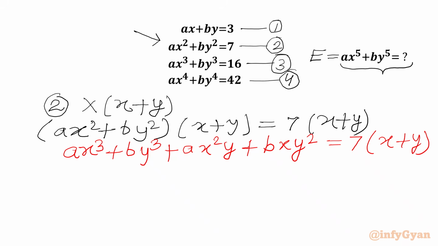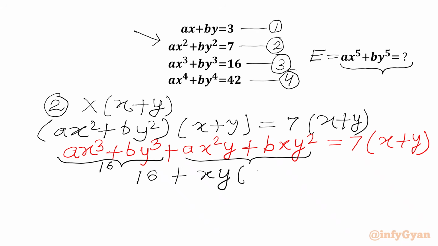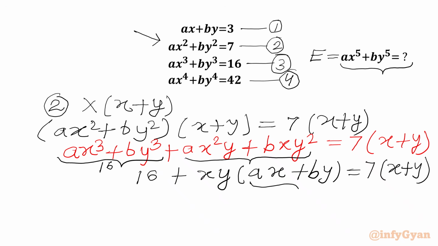Now we have equation number 3, ax^3 + by^3 equal to 16. So here we can write 16. From these two terms we can take xy common. So we will write 16 plus xy is common, and we need to write ax plus by in the bracket. And in the RHS we will write 7 times x plus y. ax plus by is equation number 1, value is 3. So we can write 16 plus 3 times xy equal to 7 times x plus y.